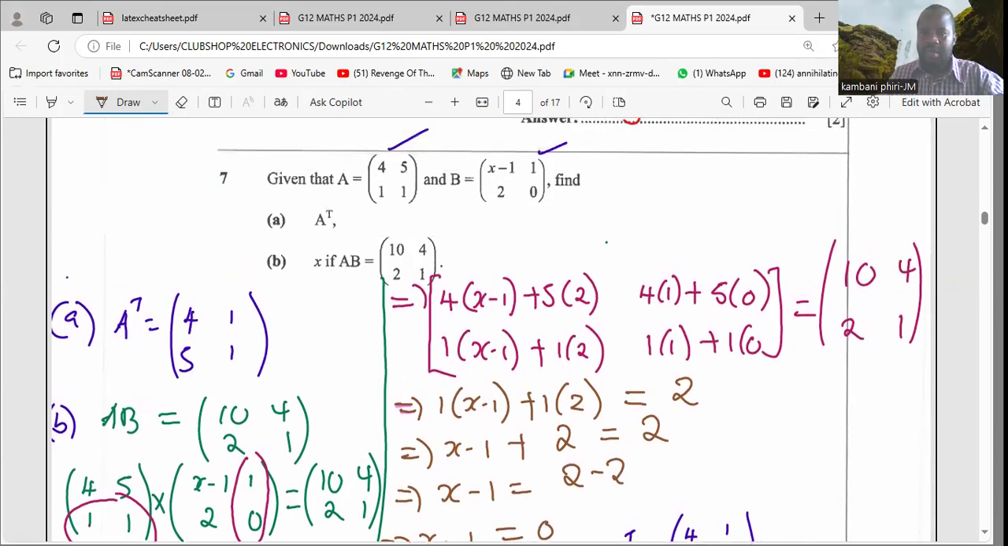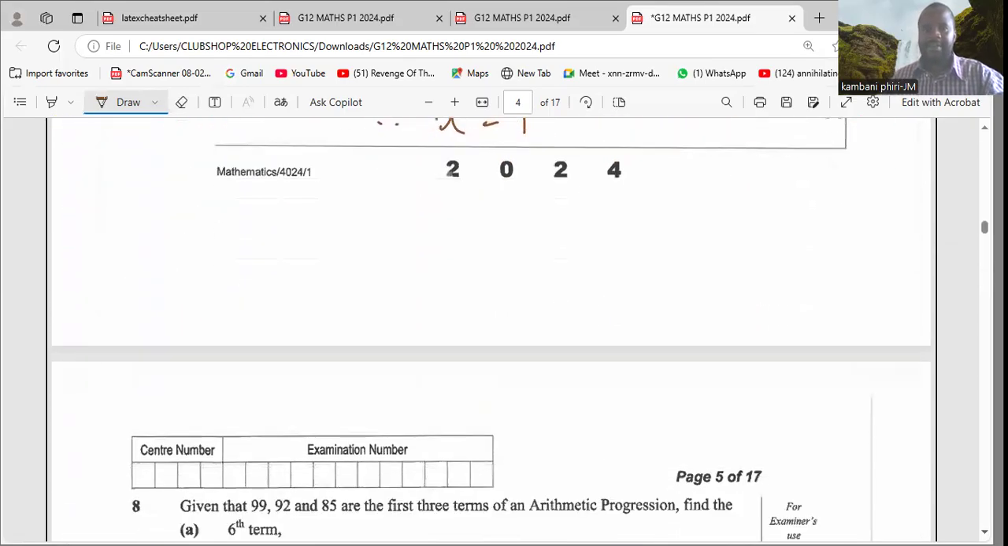So when you put 1 here, it will be 1 minus 1. It will be what? 0. 0 by 1, 0. 0 plus 2 will be this 2. Okay, that's it.